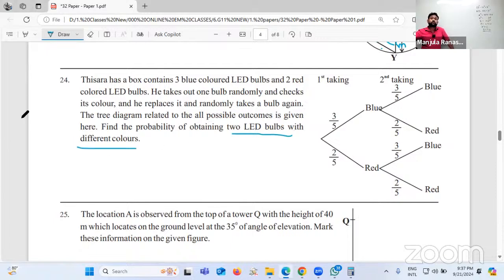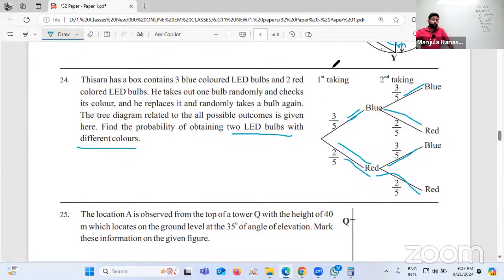Here we have 4 parts. Tell me the 4 parts. First one blue and the second one blue, this is the first part. The second part, first one blue, second one red. Third part, first one red bulb and the second one blue. Then the fourth part, red first and the second one also red. 4 parts are available. Okay, then under that, they are obtaining 2 LED bulbs with different colors.